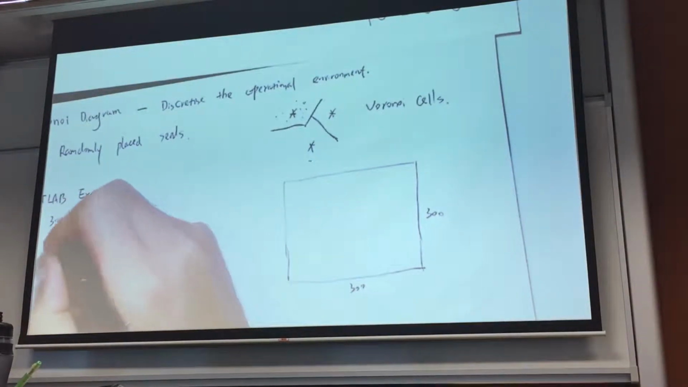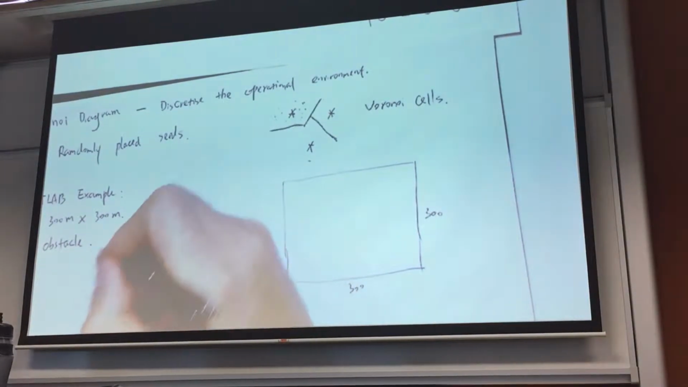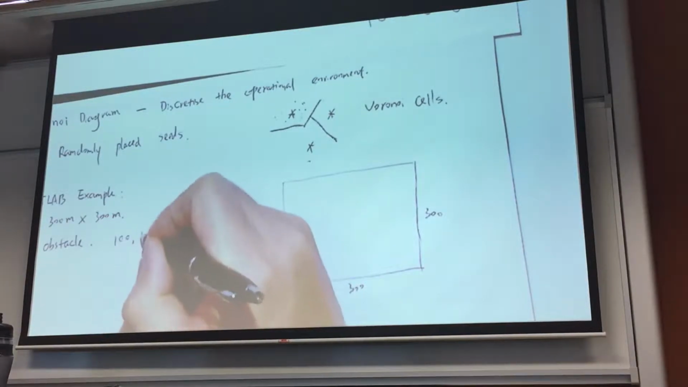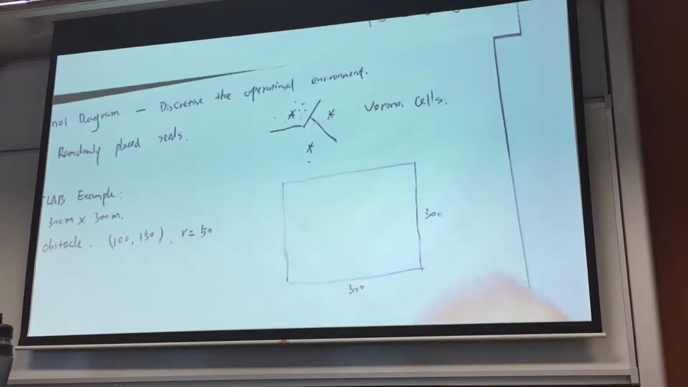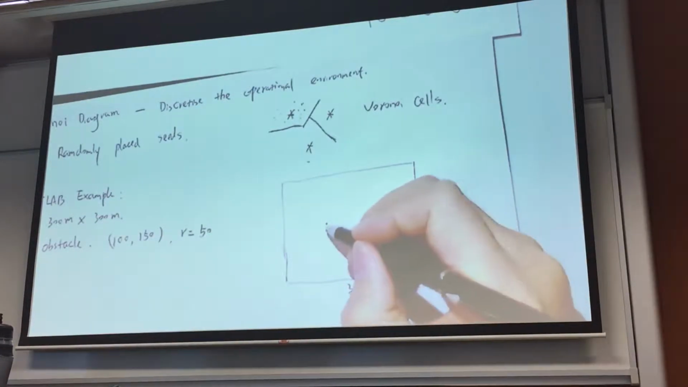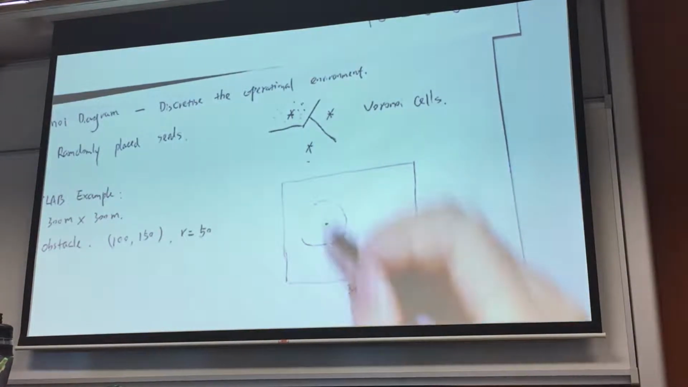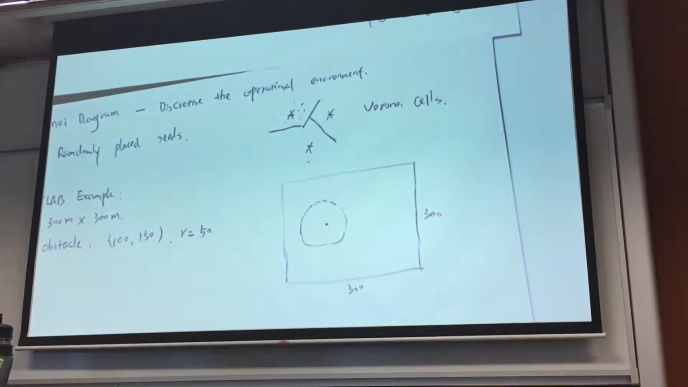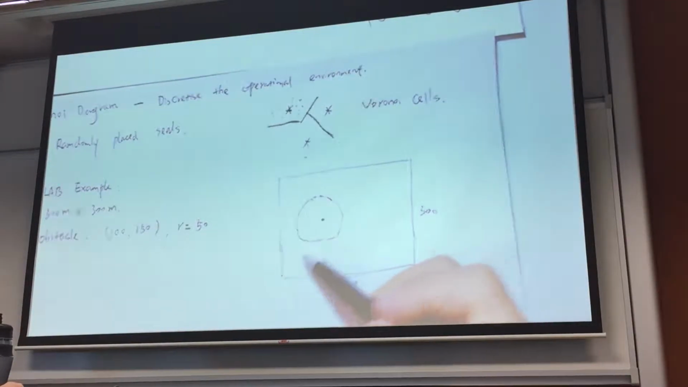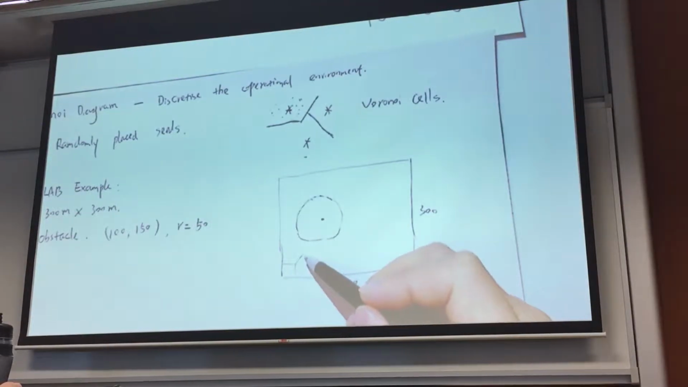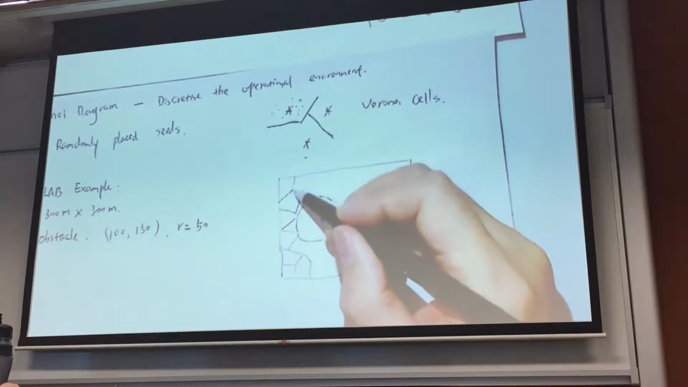So assume we got an obstacle, a circular obstacle. It's at the position of 100 and 150 with the radius to be 50. So the task is to partition this whole space into the Voronoi cells. So we want to do something like this to partition this into the cells.